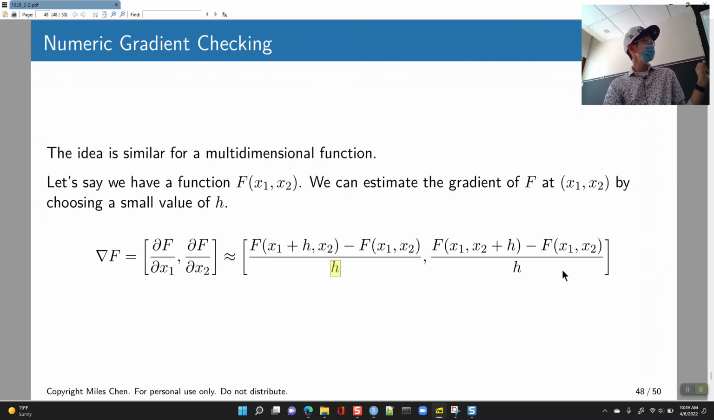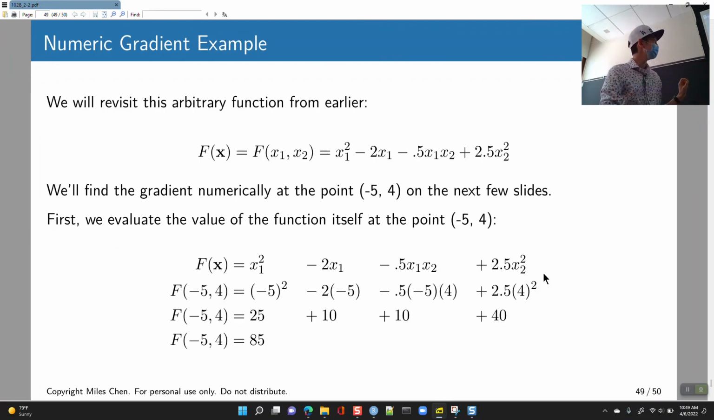Do the same thing for the second component. This time, again, very important, you don't touch x1. x1 remains unchanged. The only thing we add h to is x2, and we see how much it has changed.